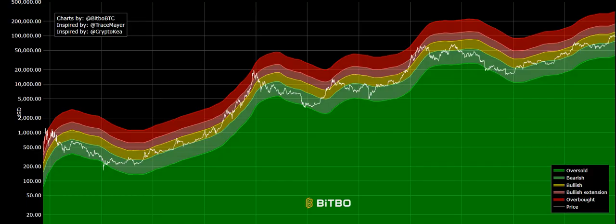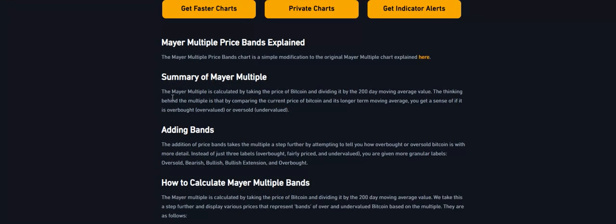That's just my opinion. Stepping back and looking at the big picture, when we take a look at the Mayer Multiple, what you'll see is that we are in bullish territory right now. Just to give you a quick summary, the Mayer Multiple is calculated by taking the price of Bitcoin and dividing it by the 200-day moving average value. The thinking behind the multiple is that by comparing the current price of Bitcoin and its longer-term moving average, you get a sense of whether it's overbought, overvalued, or oversold, undervalued.